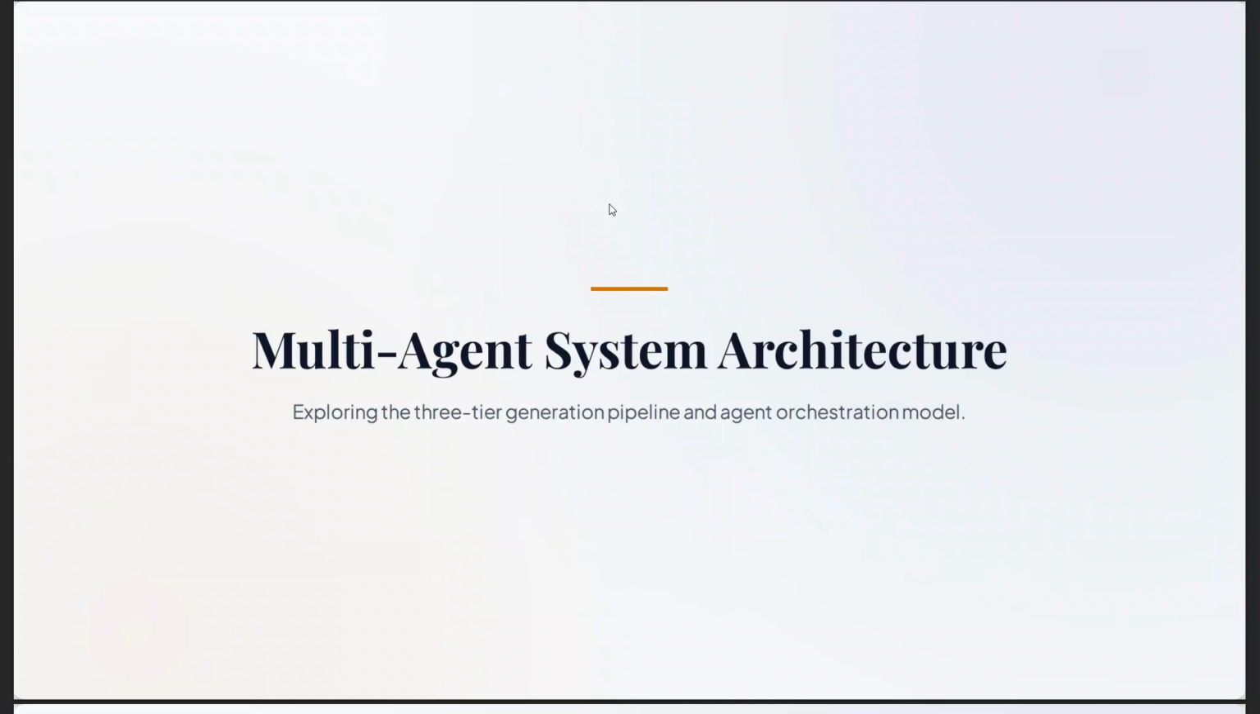Next is the multi-agent system architecture, exploring the three-tier generation pipeline and agent orchestration model. So we are basically using a multi-agent system architecture for exploring the three-tier generation pipeline and agent orchestration model.